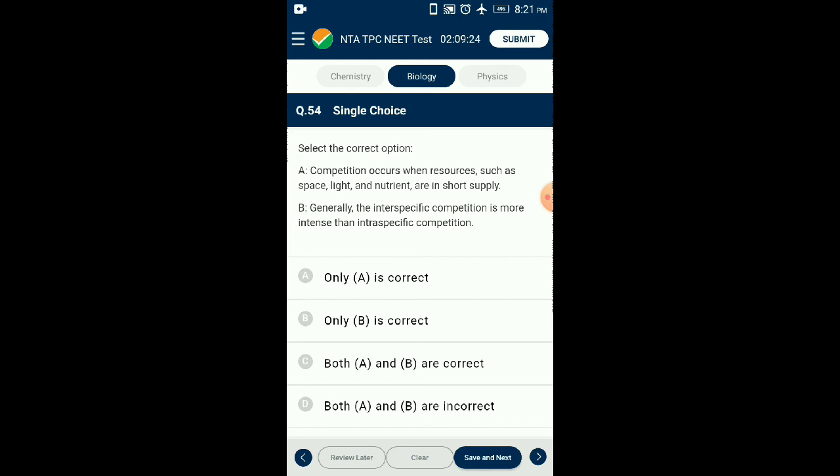Question number 54. Select the correct option. Here two options are given. Option A, competition occurs when resources such as space, light, and nutrition are in short supply. So that is correctly given. Option B, generally interspecific competition is more intense than intraspecific competition. So that is given wrongly. So from the given two points, A is correctly given. So the correct option is option A.